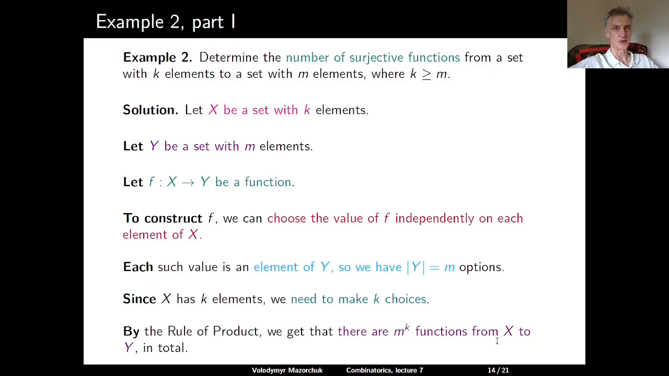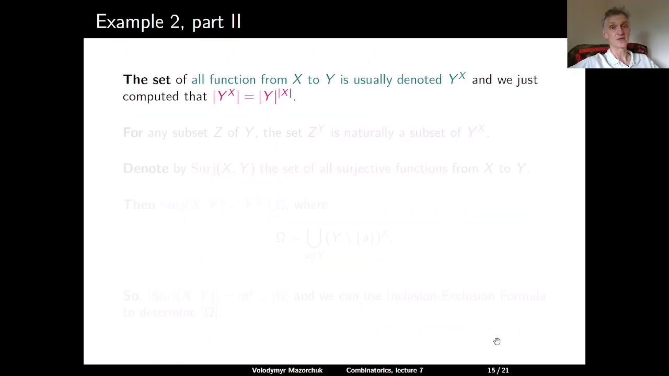to y in total, and the set of all functions from x to y is usually denoted by y to the power x, and we just computed that the cardinality of the set y to the power x equals cardinality of y to the power cardinality of x. For any subset z of y, the set z to the power x is naturally a subset of the set y to the power x.